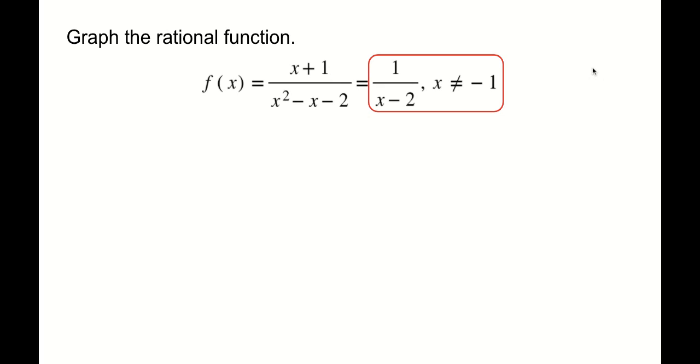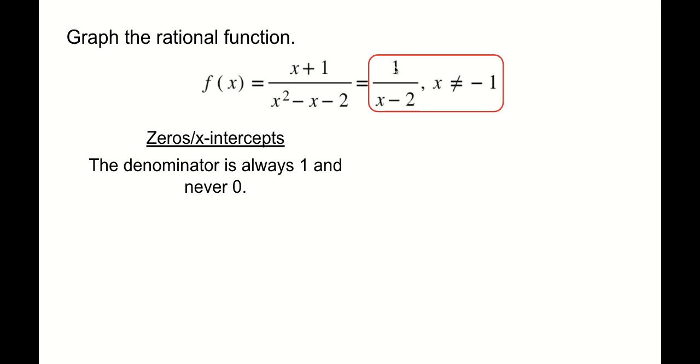All right, okay, so let's go through it all again. So if you ever want to graph, you need to find your intercepts. Let's start with the x-intercepts or the zeros. Well, notice the numerator is always 1, so that will never be 0, which means there are no x-intercepts, or no zeros.